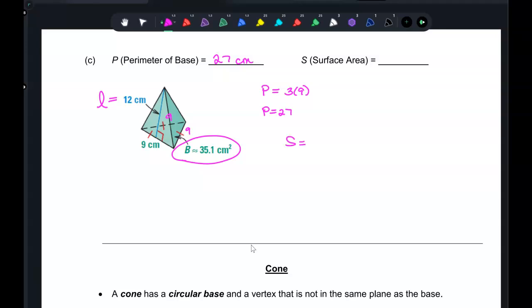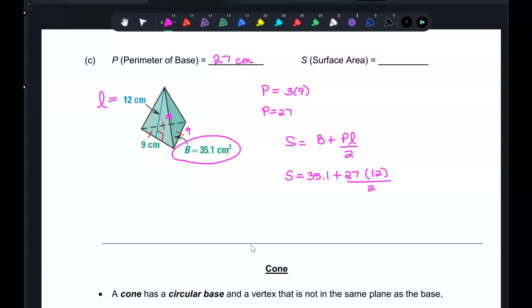It's the same process, right? They actually gave us the area of the base to start. It's the same formula I used on the last problem. Remember how I said multiplying by 1/2 or dividing by 2? It's the same thing. So here, area of the base is 35.1 plus perimeter, which is 27, times 12 divided by 2.